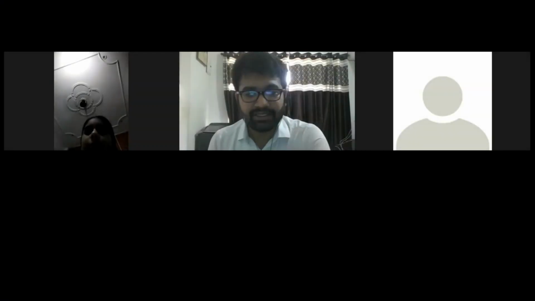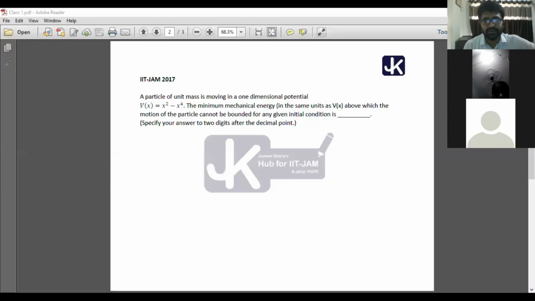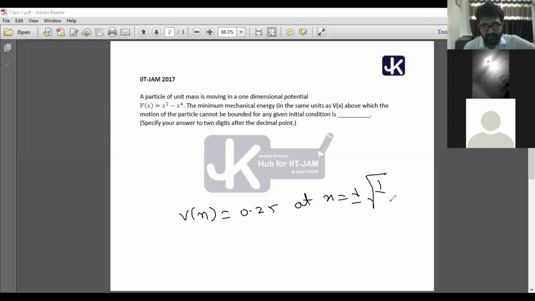So let us plot the graph. We have V of x equal to x square minus x raised to 4. And what did we find? Do you remember? We found that V of x value was 0.25 at x equal to plus or minus 1 upon root 2, which is plus or minus 0.7071. Okay. So what will be the coordinates if you plot the graph, people?